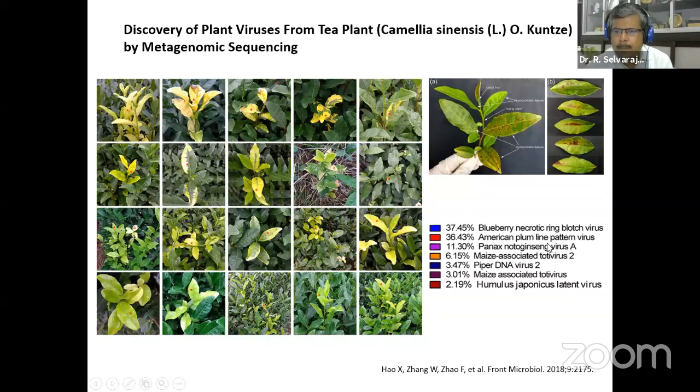Another is American plum line pattern virus. They renamed these as tea plant necrotic ring blotch virus and tea plant line pattern virus. These two they cloned, sequenced, confirmed by another sequencing method, and inoculated. One is a Hilar virus; the second one, line pattern virus, is in the Hilar virus group. The other one I'm not remembering.